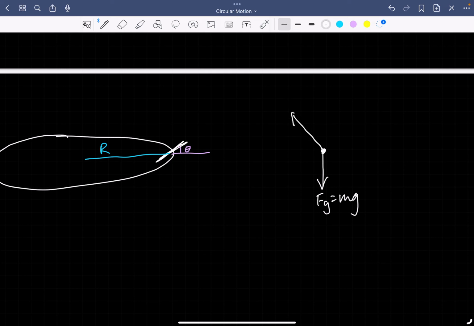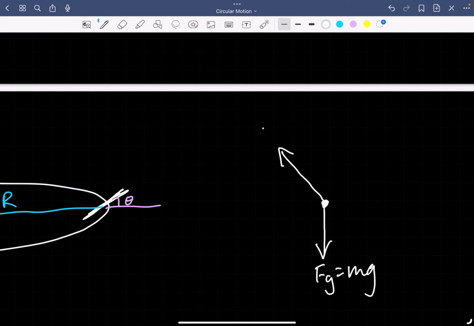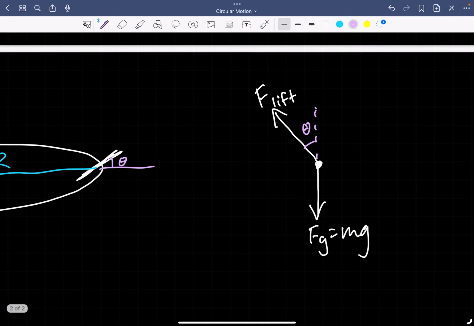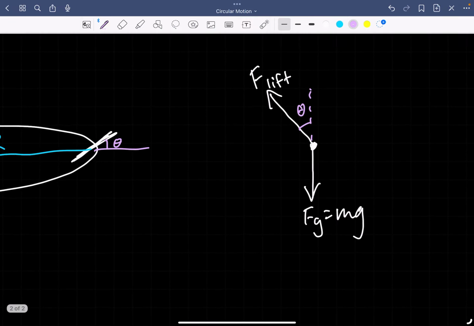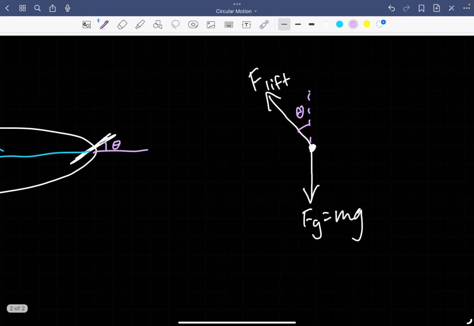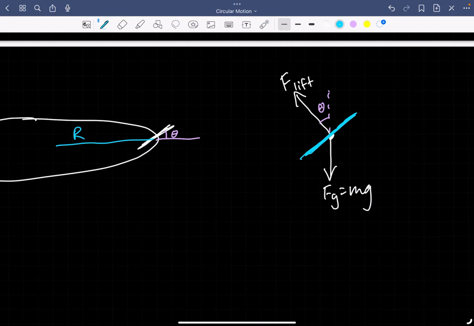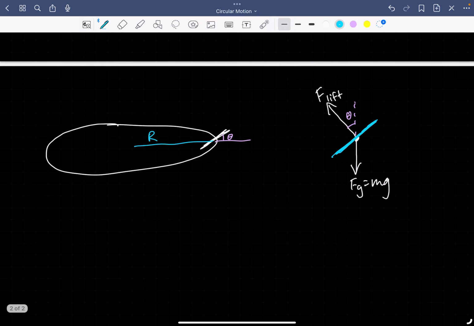And so this lift here will be equal to, let's just call it F lift. And then this is going to be an angle theta away from vertical, because if the wings are an angle theta off of horizontal, then this lift, which is perpendicular, has to be an angle theta off vertical. And then if we draw the wings here, it'll look something like this. So gravity points straight down, but lift is perpendicular to the wings and upwards. And these are the only two forces acting on the airplane.